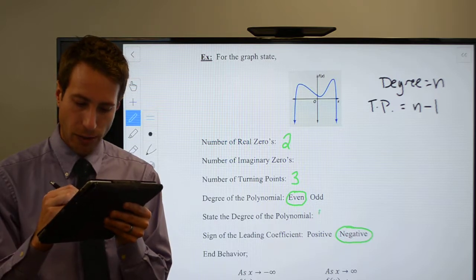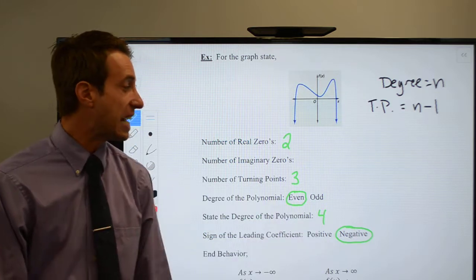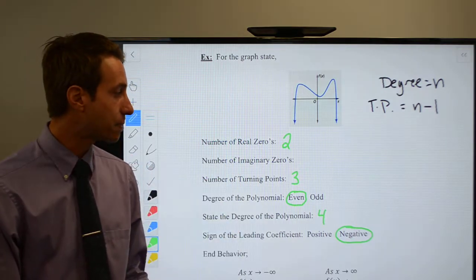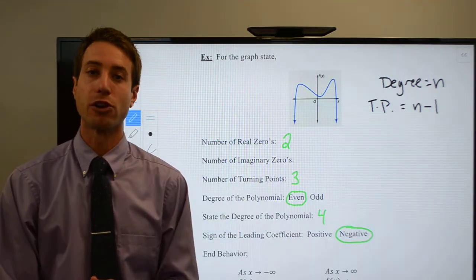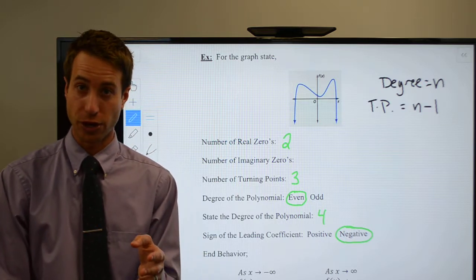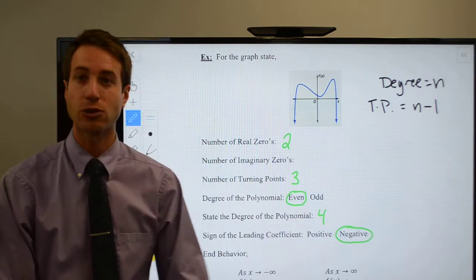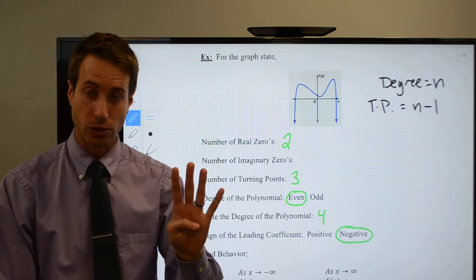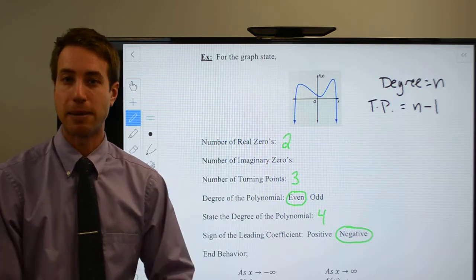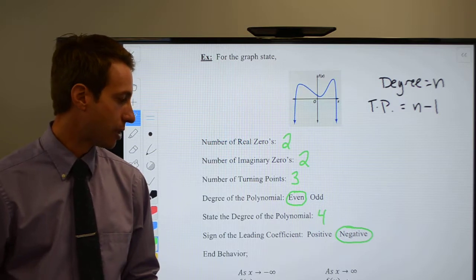A 4th degree polynomial, which is totally in keeping with what I found right here, that it should be even. 4 is an even number, and that allows me to go back and figure out the last part of this. Since the degree of the polynomial also represents the number of zeros the polynomial should have, I not only know that I should have 3 turning points because the degree is 4, but I also know that I should have 4 zeros, of which 2 of them are real. So how many have to be imaginary? You guessed it. There's got to be 2 imaginary zeros.